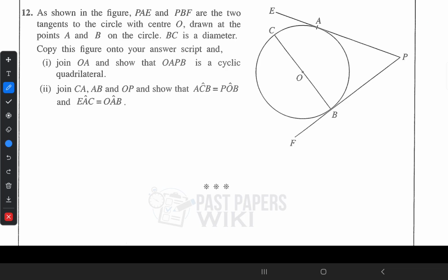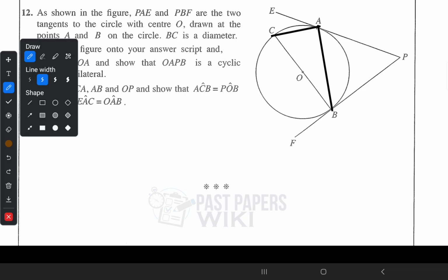Okay, in the second part, join CA and AB. For the first question, we drew a diagram. Similarly, for the second one also, draw a diagram before starting the question. Don't do everything using the same diagram. In the previous one, you just connected them, but you don't want that one now. Draw a new diagram. CA and AB. Okay, then the data we need to show that, and OP as well. We need to connect OP as well.